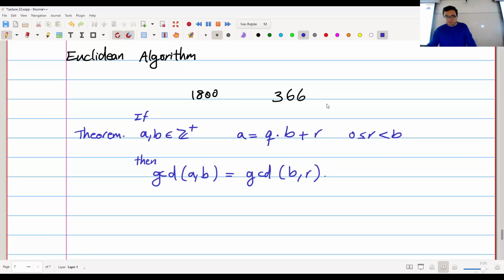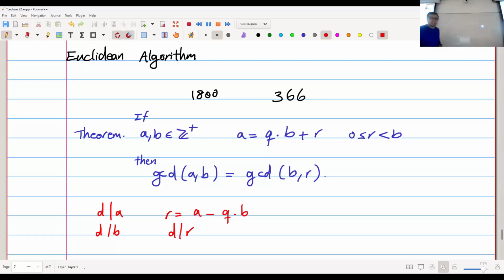Okay. So if all of these things hold, then GCD of A, B is equal to GCD of B, R. Now, why is this the case? So let's just take any number that divides both A and B. So let's say that D divides A and D divides B. Okay. What do I know about R? R is just A minus QB. Okay. So if D divides A and D divides B, D will also divide R. Right? So what I proved here is that any number that is a common divisor of A and B is also a common divisor of A, B, and R.